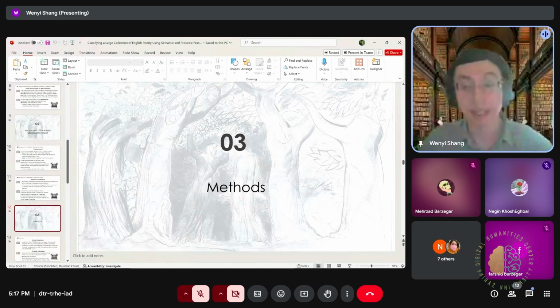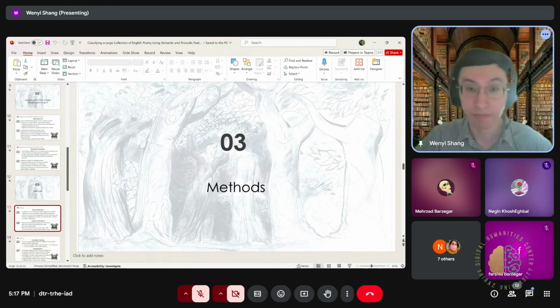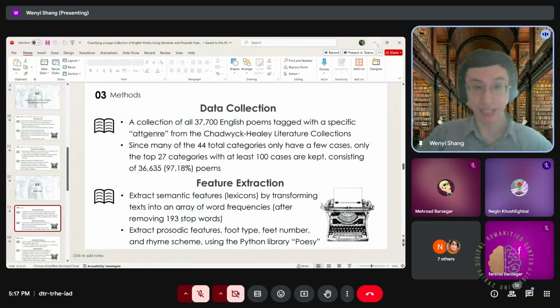So I'm going to explain the methods we used in the experiment. In data collection, we collected a total of more than 37,000 English poems tagged with a specific genre from the Chadwick-Healey literary collection. The genre tag is defined by the Chadwick-Healey literary collections, and we just call it category here because it could be anything, like ballad, song, and so on and so forth.